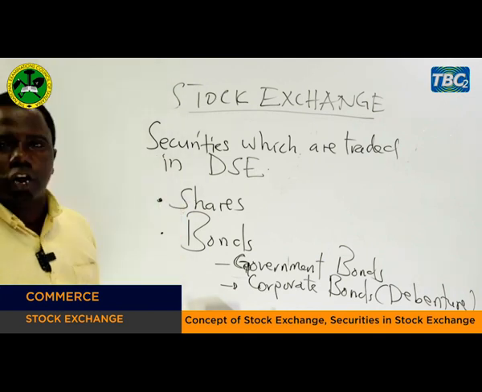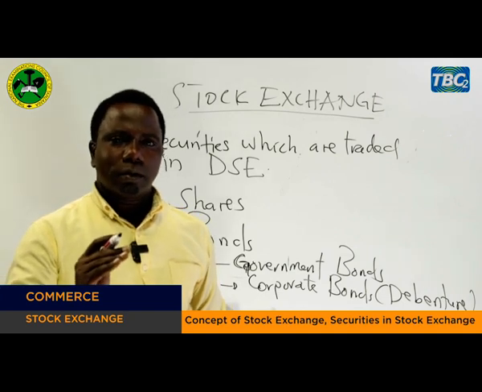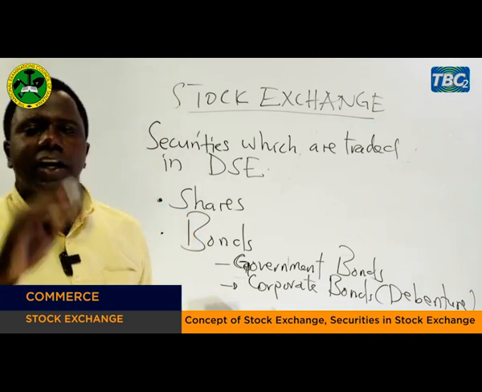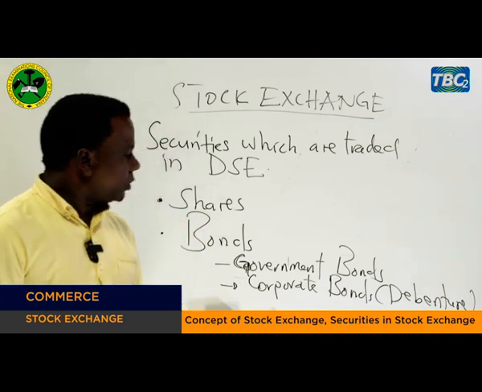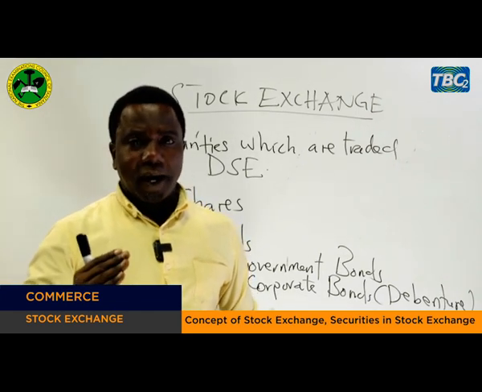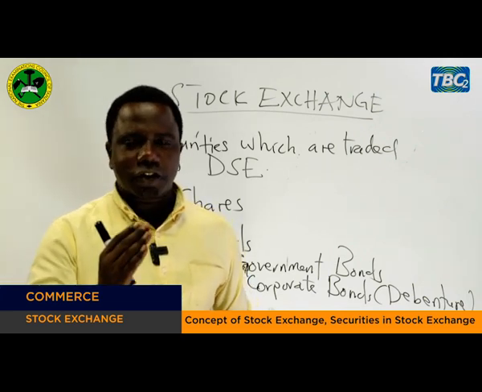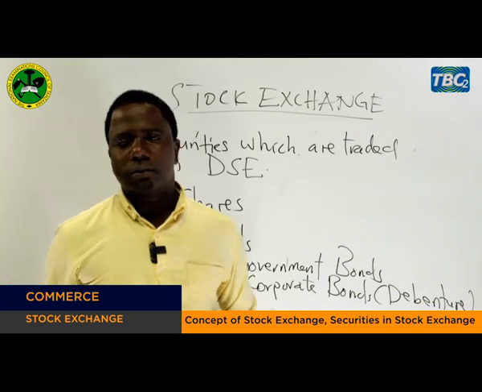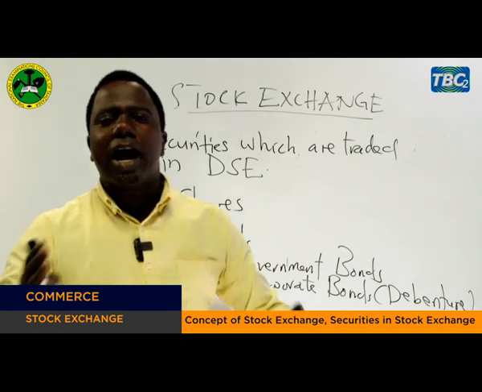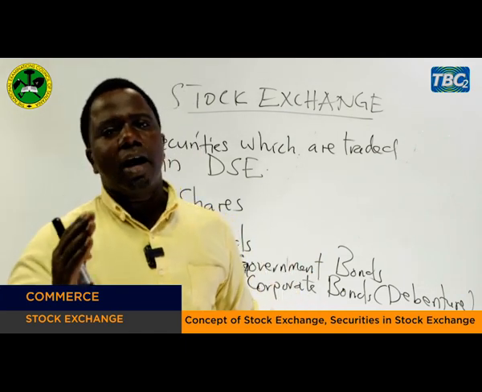But Dar es Salaam Stock Exchange is also planning to have more securities to be traded in the stock exchange. It's just a matter of time. So these other types of bonds, like municipal bonds, it just depends. When the municipal is in need of money, it may issue bonds and get such money from the public. So hope after some few years to come, you may find some more bonds in the Dar es Salaam Stock Exchange.